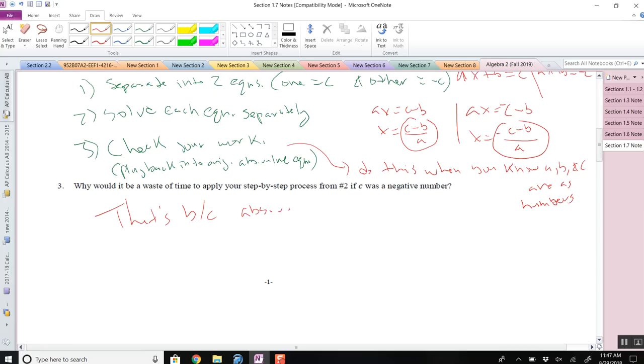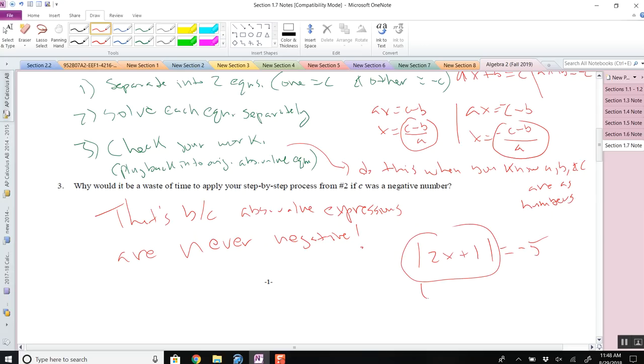Absolute value expressions are never negative. They're always positive. So if you were to have something like |2x + 1| = -5, that's impossible. That can't work. How can you make that? It's either 0 or positive, right?